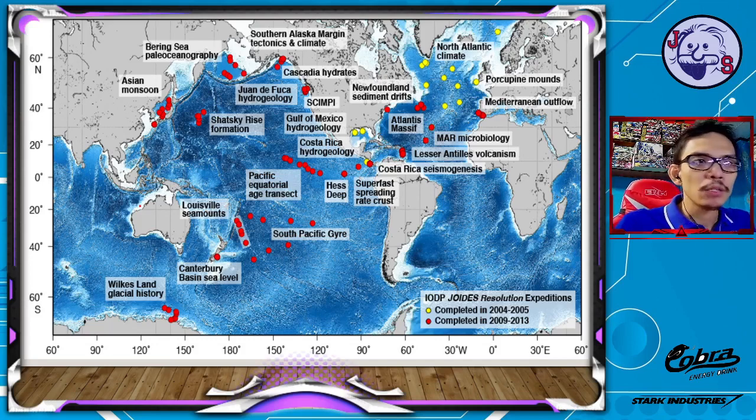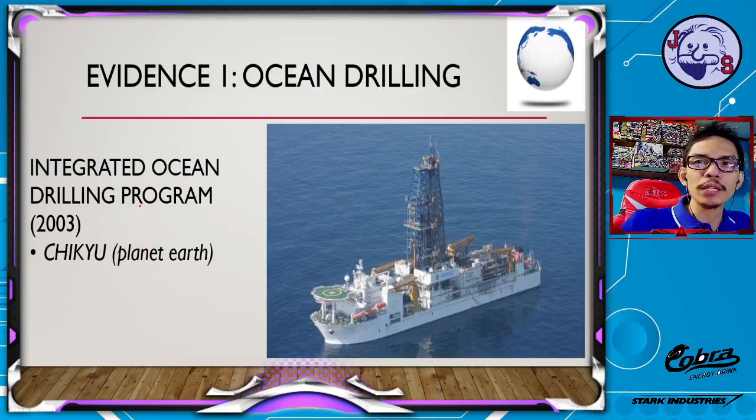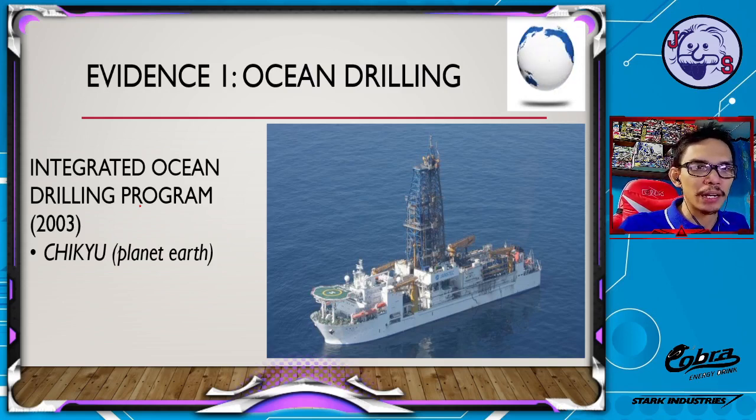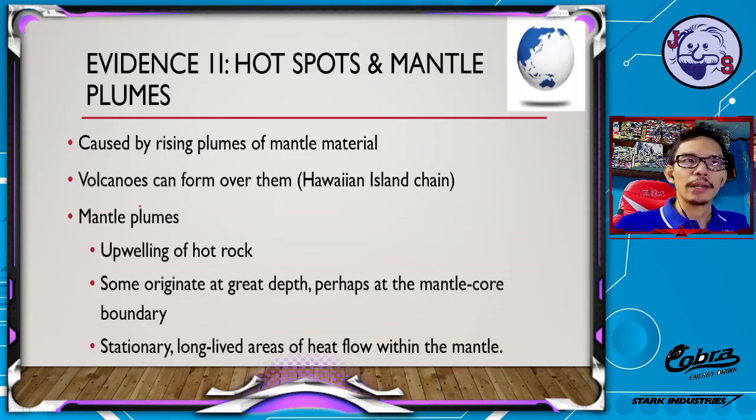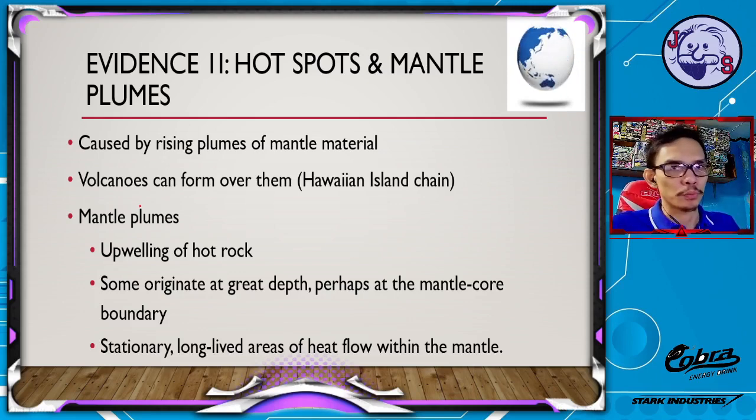And so the Integrated Ocean Drilling Program is a very ambitious project, but the results are very useful in supporting the plate tectonics theory. So that was evidence number 1, ocean drilling. Next is evidence number 2, which is called the hotspot and mantle plumes.